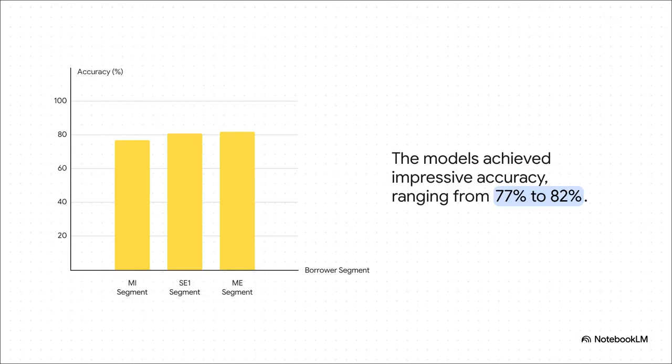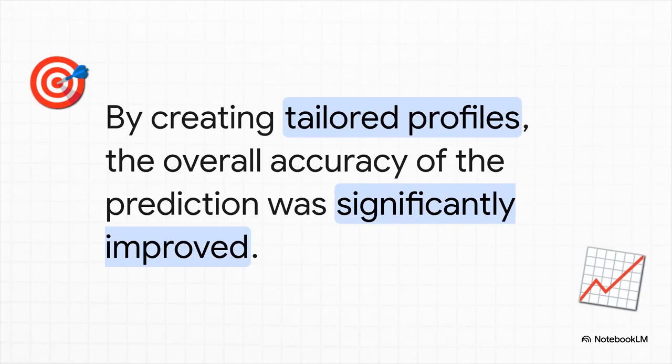So, when we zoom out and look at the final accuracy for all 4 of our custom-built models, the results are pretty darn good. We're seeing accuracy ranging from 77% all the way up to 82%. And let me tell you, when you're trying to predict something as complicated and messy as human financial behavior, that is seriously impressive. And this really brings us to the main takeaway of the whole investigation.